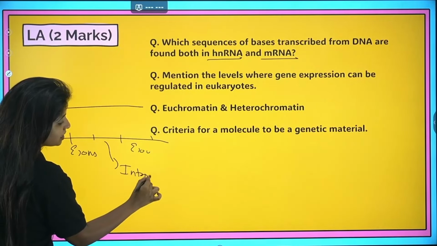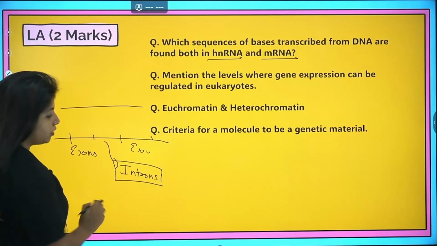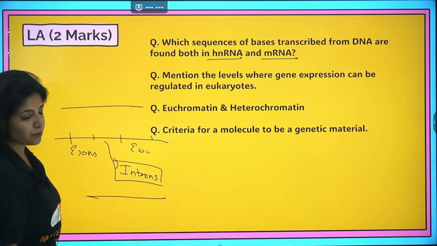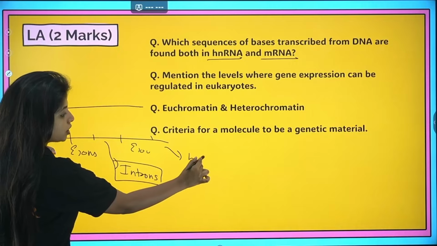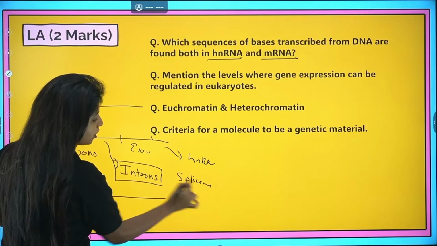I call these regions introns. They do not code for anything, and I have to remove them. Then only I can make a proper mRNA. So this RNA which is found first is known as hnRNA, and I do processing. What is this processing known as? Splicing, where I remove the introns.